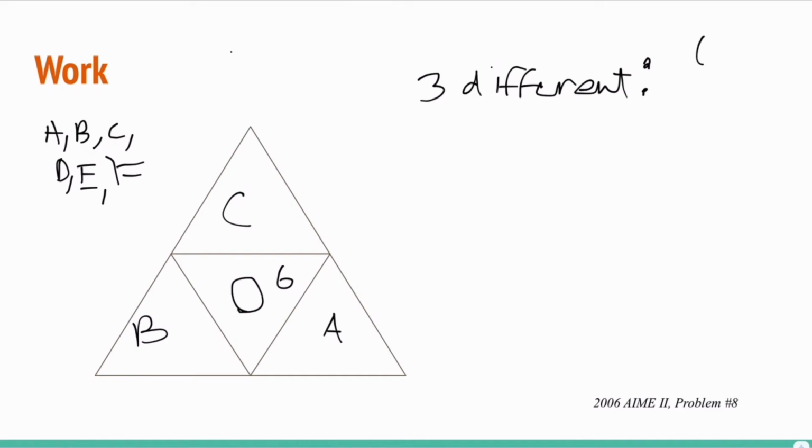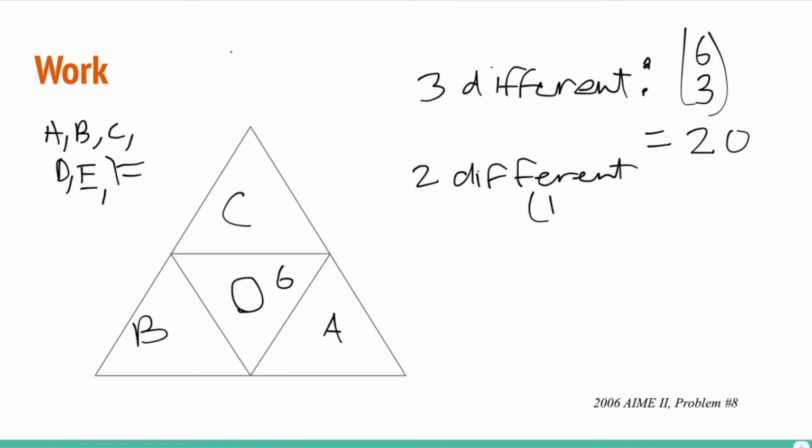And since there's exactly 6 choose 3 ways of getting 3 different colors, we get that the total number of arrangements for this case is 20. For 2 different colors, so this is 1 and 2, this becomes A and B. And this can also be rotated or reflected as this, or this, which are all the same.